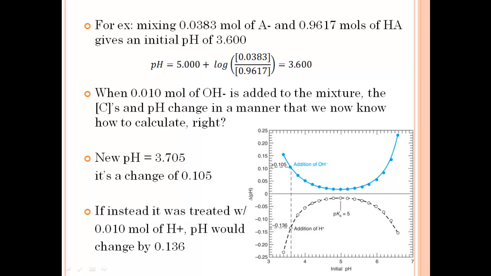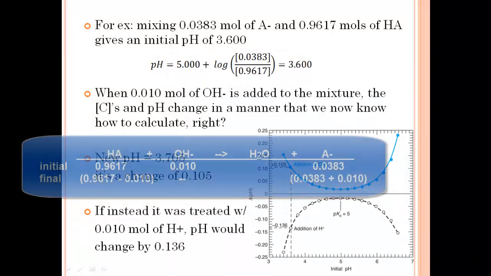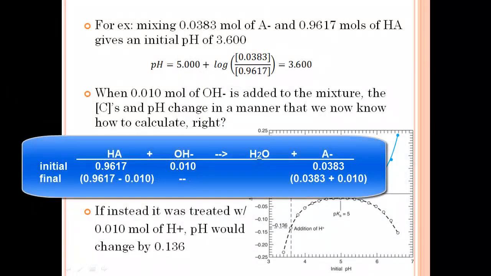Okay, what happens when you add 0.01 moles of a strong base to that mixture? The concentrations and the pH obviously are going to change, and we know how to do that now. We set up a little table like we did in the previous example. And what do we put initially? Well, initially, the moles of HA were 0.9617. How much are you adding of that strong base? Well, you're going to add 0.010 moles. So that's what you put there.